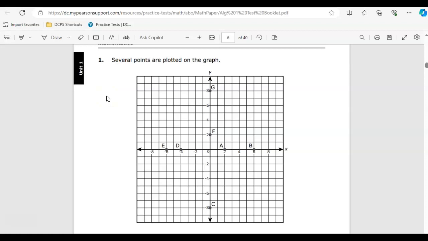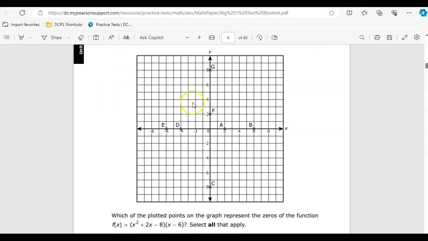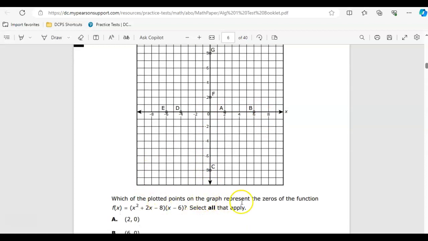So it says several points are plotted on the graph, right? So we have a point here, here, here, here, here, right? It says which of the plotted points on the graph represent the zeros of the function? Select all that apply. Okay, so honestly, these points don't really matter.